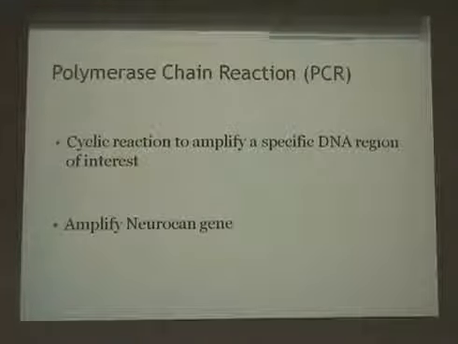However, once we are done synthesizing the cDNA, the amount of cDNA that we have from the mRNA is not really much. It's not really a workable amount. So what we do to make it more workable is we amplify specific regions of DNA in which we're interested. We call this reaction a polymerase chain reaction. It's a standard protocol that is used in many labs, but in this case we were interested in amplifying only the Neurocan gene, since we are studying Neurocan.